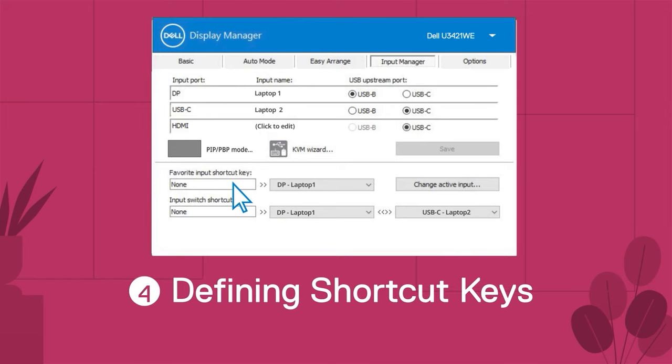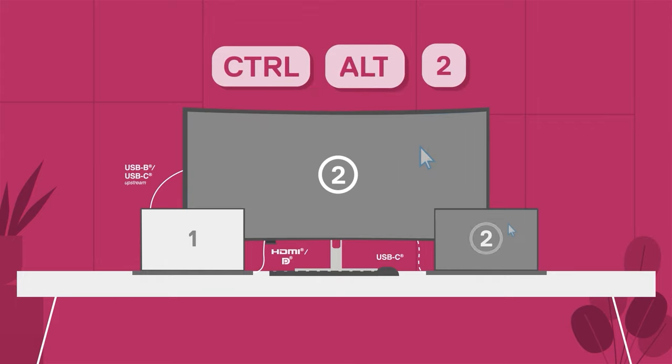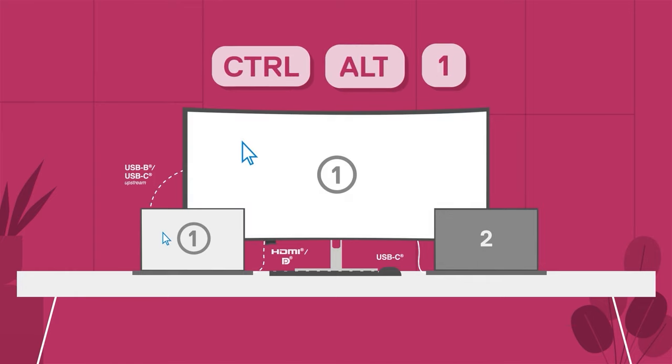For the fourth and final step, keyboard shortcuts can be assigned for each PC in the Input Manager menu to enable easy switching between full-screen displays on connected PC 1 and PC 2. For example, with this configuration, Control Alternate 2 will allow you to switch from PC 1 to PC 2, and Control Alternate 1 will switch back from PC 2 to PC 1.